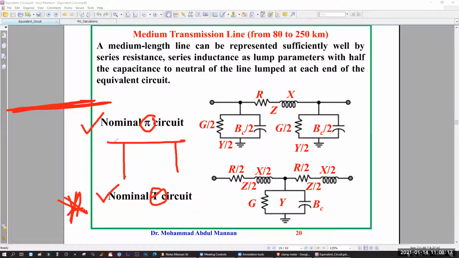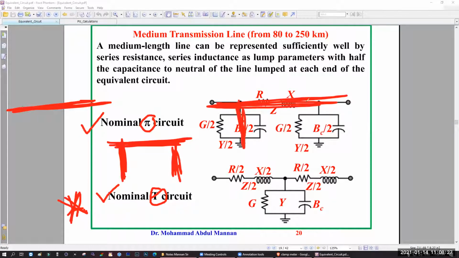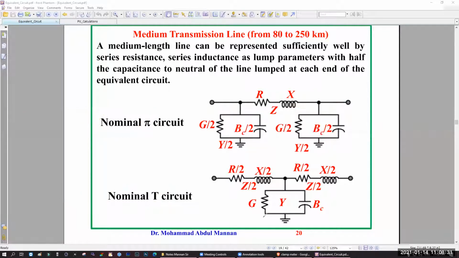Pi model means you will have a component here, you will have a component here, and you will have your main component here. See, the main component is here, and you have something here and something here. That's why it is called pi model. What is T model? T model is here you will have something, here you will have something, at the middle you will have something, right? Yes, sir. Okay, let's take a 1 minute or 2 minute break, okay?